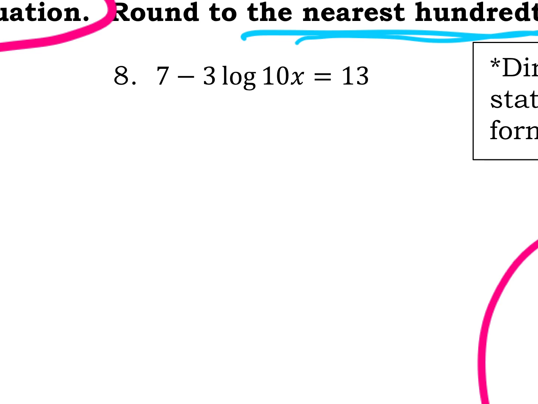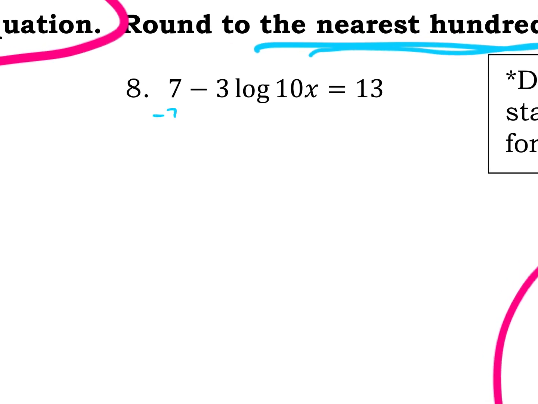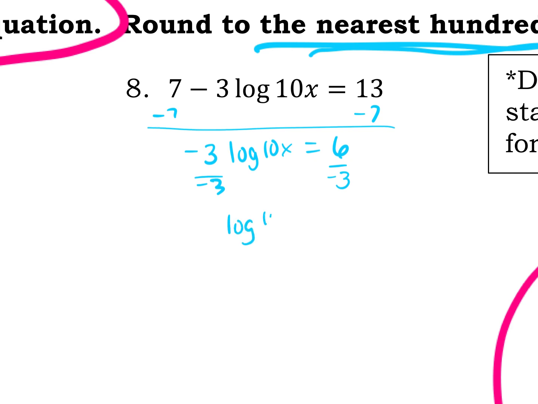Okay, we do want to divide, but that 7 is getting added. So we don't want to divide by 7, we want to subtract that 7. Right? Do you see that? Okay, so we want to subtract that 7, so that gives us -3. That's what we're going to divide by, right? Okay, so then we have log of 10x equals 6. Okay, now we can divide by that -3. You were definitely wanting to clean things up, and that's good. So log of 10x is equal to -2.